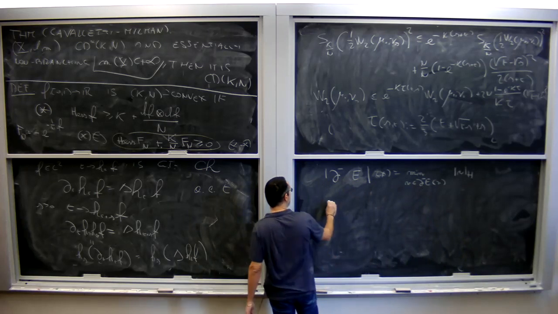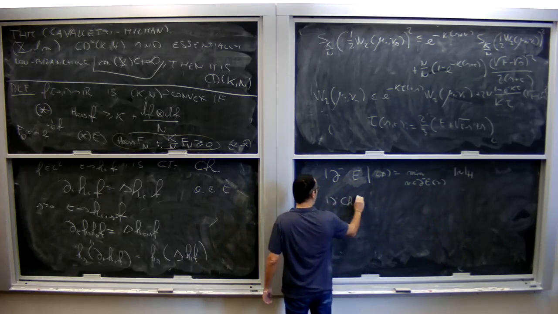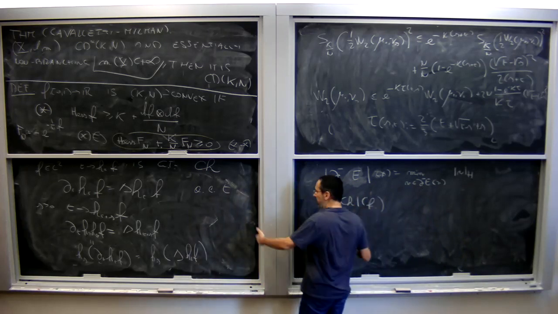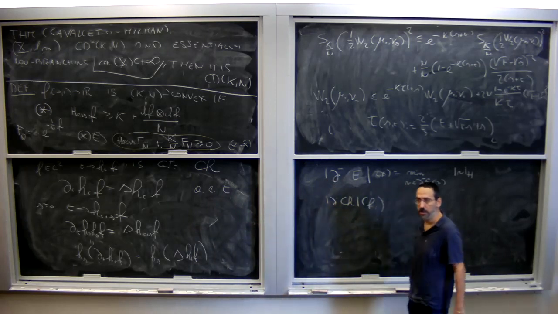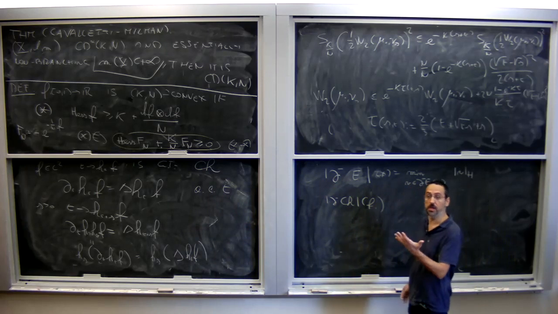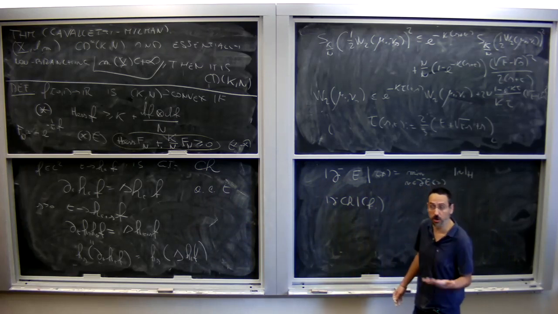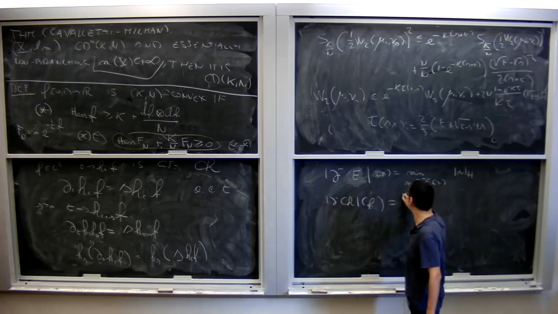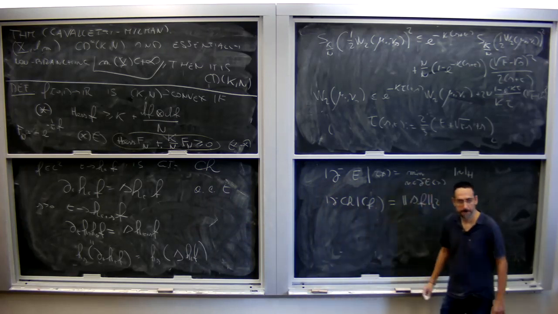So in our case, let's say that we are in the infinitesimal Hilbertian setting, so the Cheeger energy is quadratic. So in particular, if the subdifferential is not empty, it contains only one element, and the slope is the same as the L2 norm of the Laplacian of f.